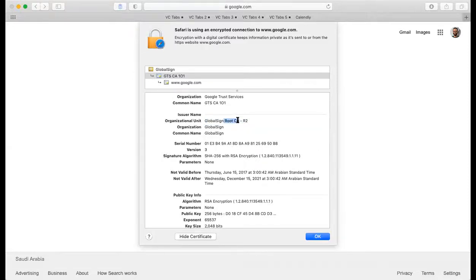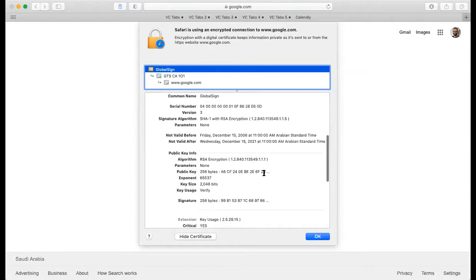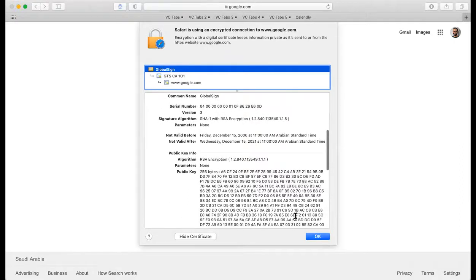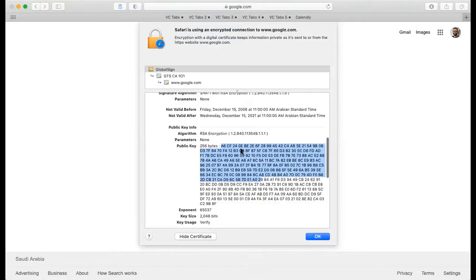There are about 200 of them that come pre-installed in your computer. If you come here, you can see this is already their public key. It is already installed in your computer. It's already trusted. Global Sign has an agreement with all the computer operating systems, with Microsoft, with Apple, and it comes pre-installed in the operating system as trusted. This is the public key of Global Sign.